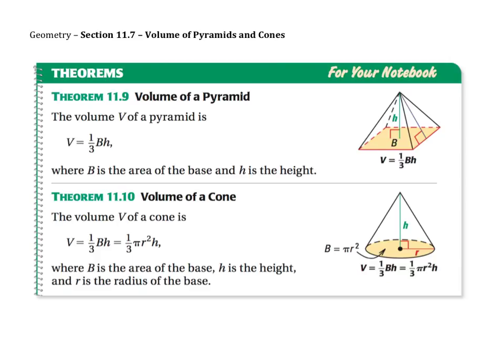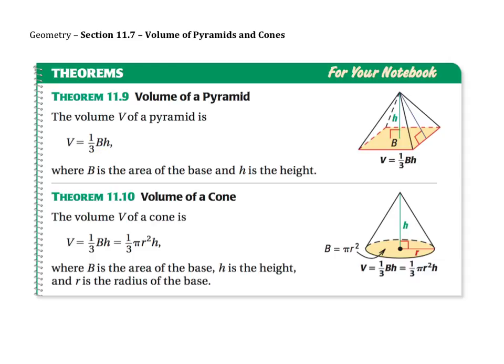In section 11.7, we're moving on to finding the volumes of pyramids and cones. So here's the theorems. Theorem 11.9 is the volume of a pyramid. The volume V of a pyramid is V equals 1/3 the area of the base times the height.